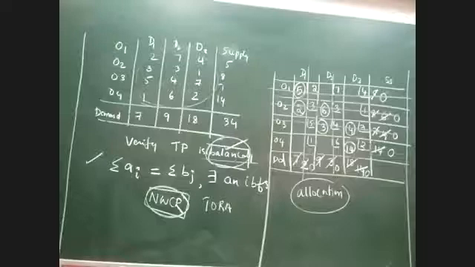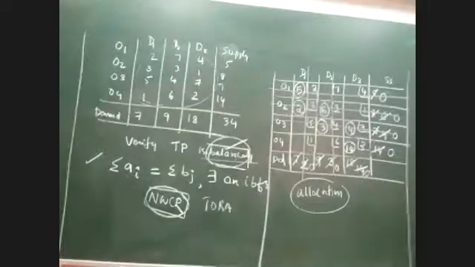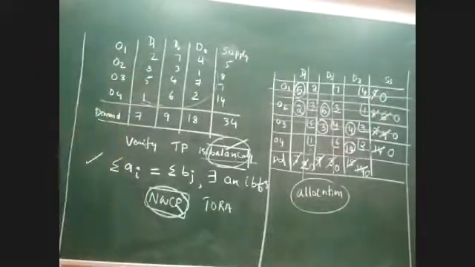Question number 2. How much allocation should be done? Minimum value. Minimum of supply or demand. Between what? Demand and supply. You should compare the corresponding demand and corresponding supply value. Amongst that, the minimum value has to be assigned.